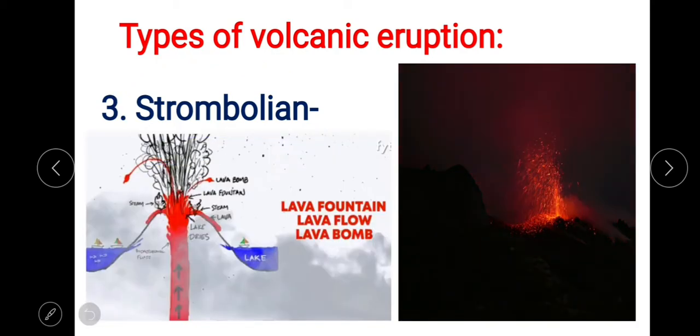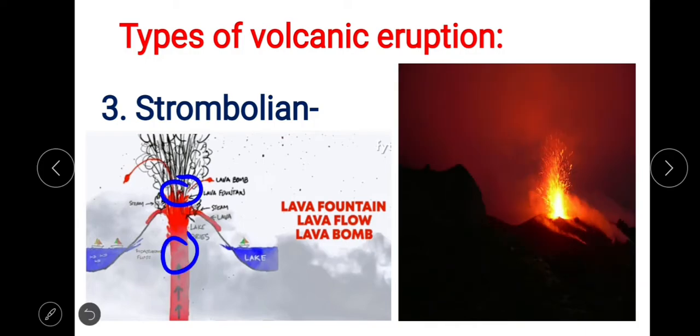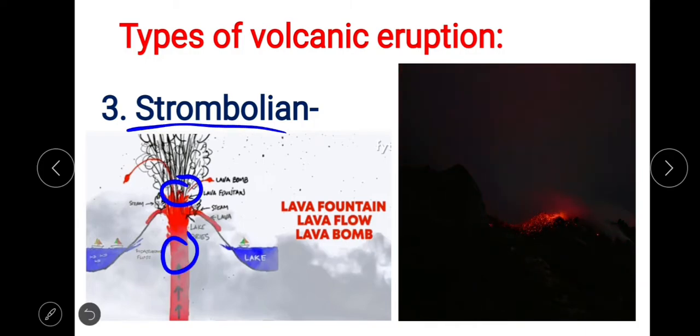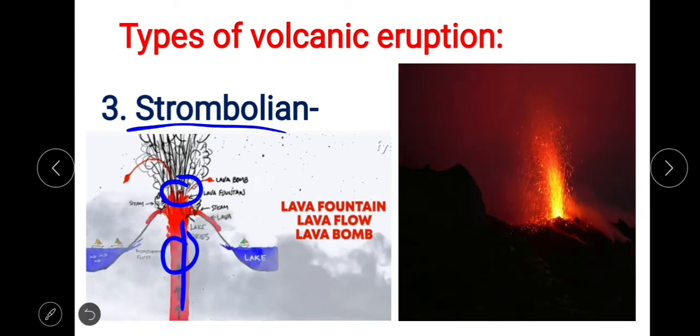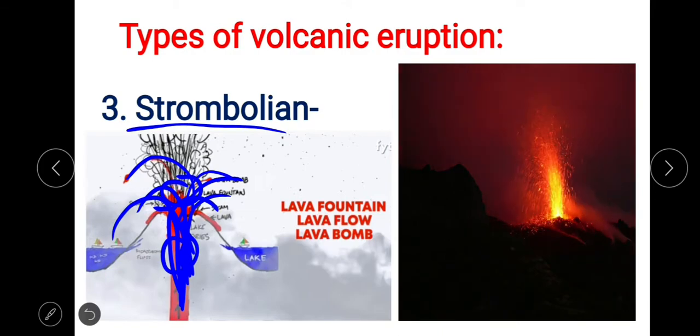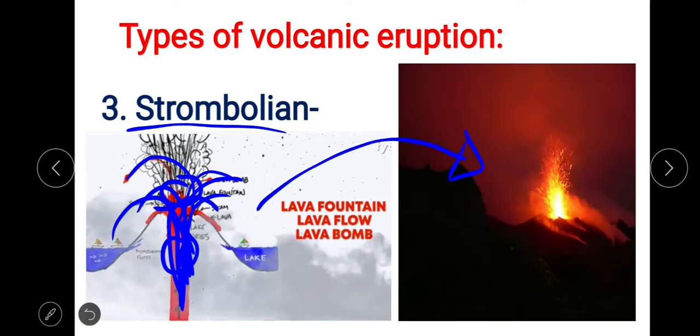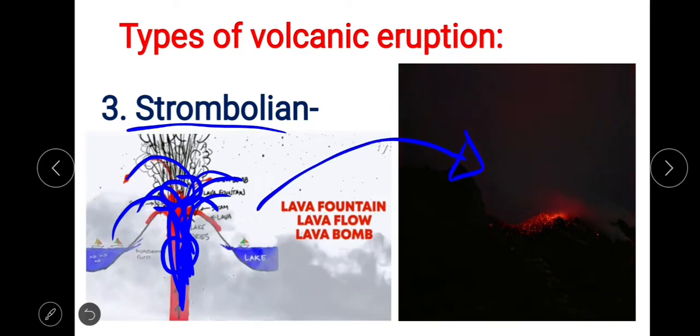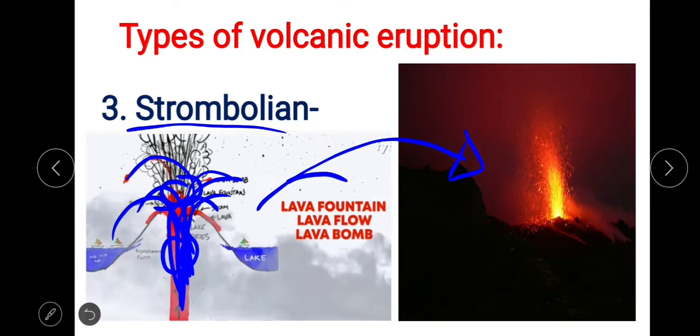Okay, now, in phreatomagmatic, groundwater and magma are in contact with each other, but in Strombolian, magma is not just in contact with the water, it will already come out from the volcano, just like the pyroclastic materials here. Just like in this picture, as you can see, magma is already flowing out from the volcano. Then the best indicators are the lava fountain.